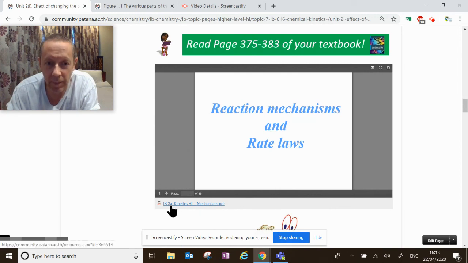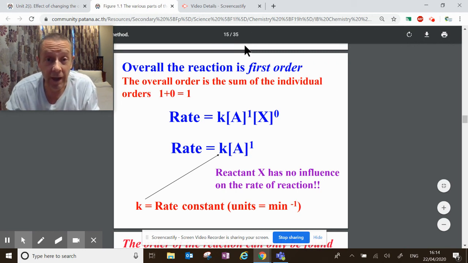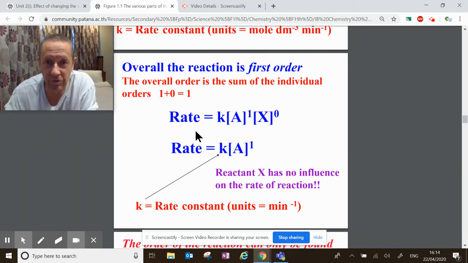So I'm going to pick up from approximately slide number 16, I think it was, which I'm going to open up in a separate screen here. Page 15 was where we'd got up to, in fact. So in the last video, we'd seen that for any chemical reaction, such as the reaction between reactants A and X, we can write a rate equation which describes the relationship between the rate of the reaction and the concentrations of those two reactants. There may be more than two in some cases.